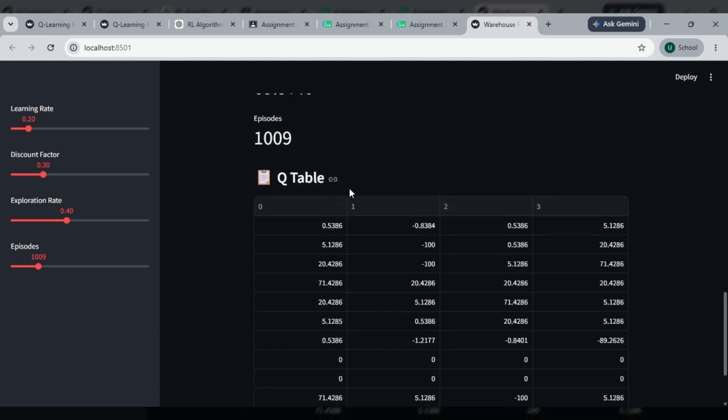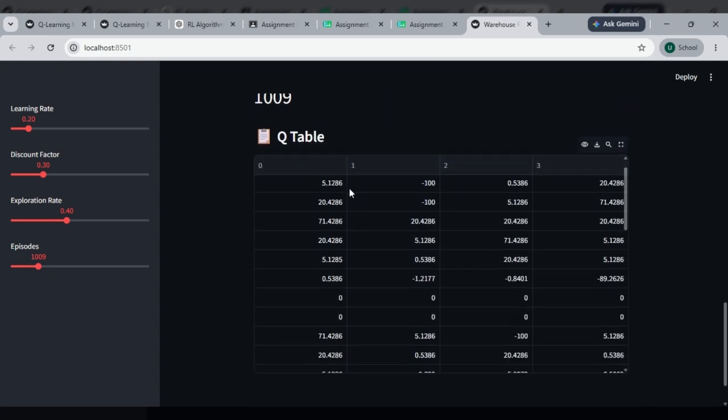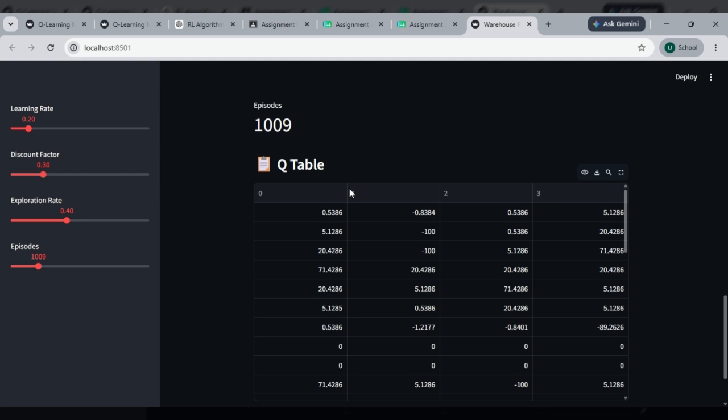Next, the Q table. Finally, we can see the Q table. The Q table stores all the knowledge learned by the robot. Each row corresponds to a state and each column corresponds to an action. Higher Q values indicate a better action. This table acts as the robot's memory and helps it make intelligent decisions in the future.